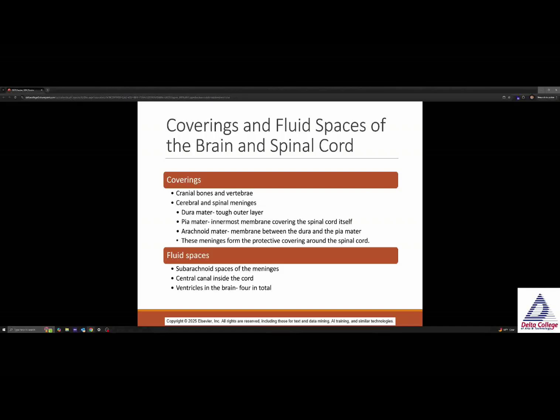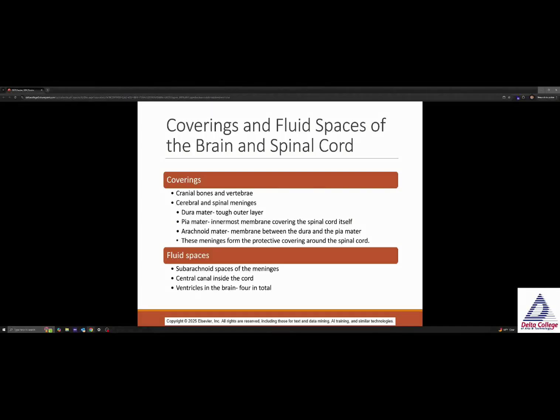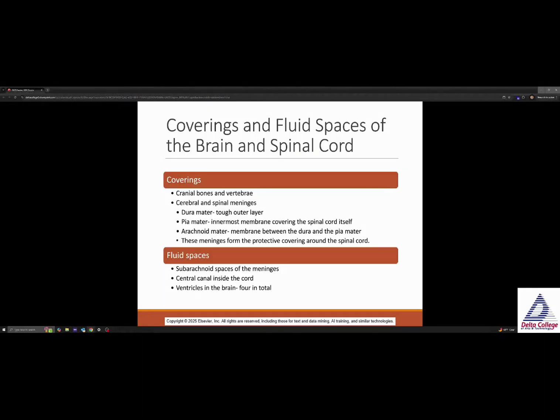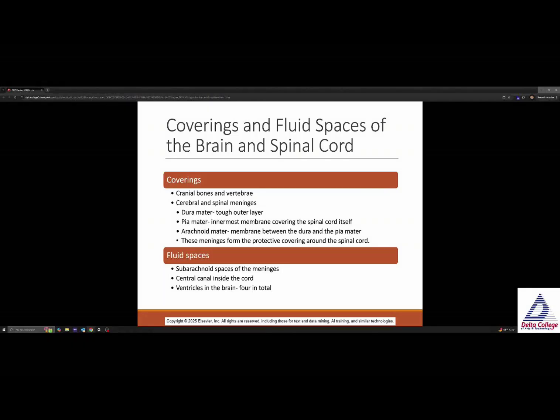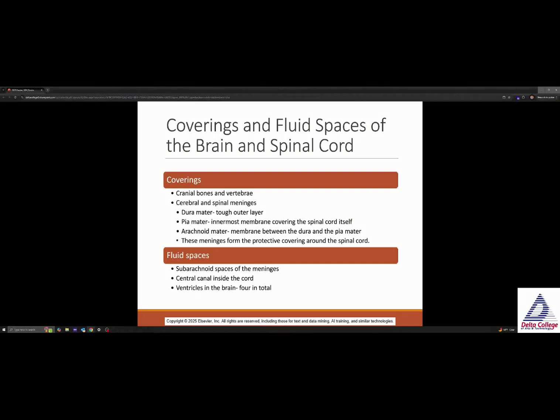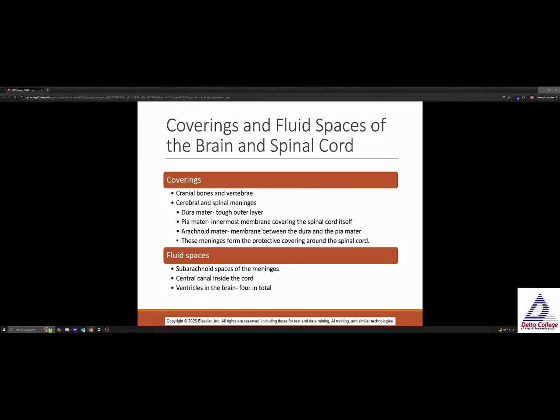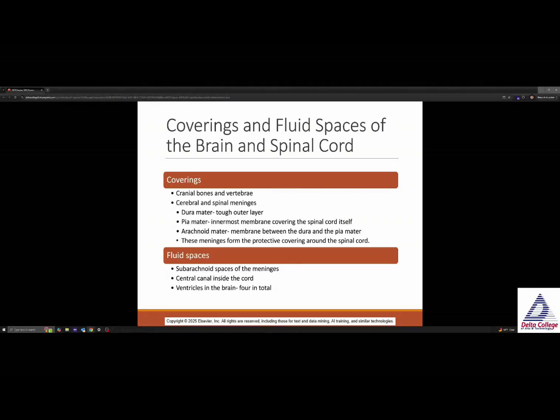You have the dura mater, which is the tough outer layer. You have the pia mater, which is the innermost membrane covering the spinal cord itself. And then you have the arachnoid mater. This is the membrane between the dura and the pia mater. These meninges form the protective covering around the spinal cord, and you must know them. Incidentally, the dura mater, pia mater, and arachnoid mater also surround the brain itself.